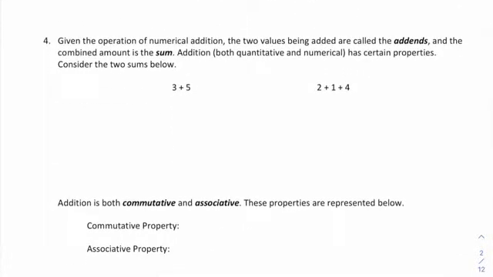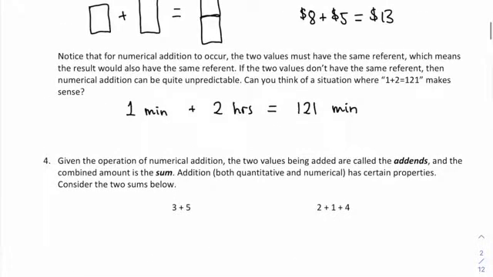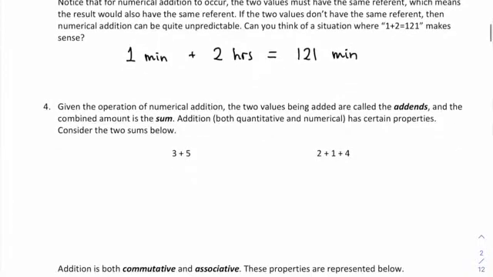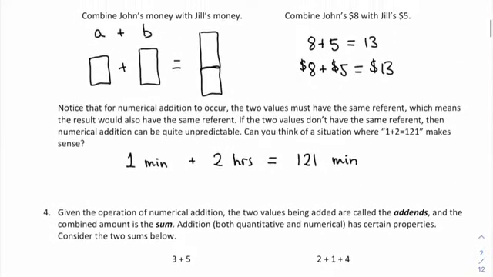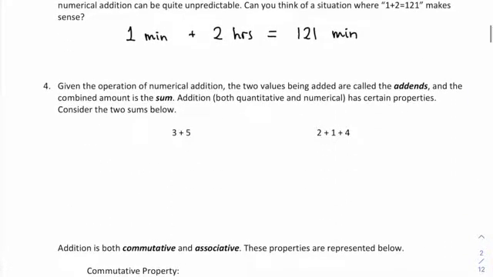Number 4, given the operation of numerical addition, the two values being added are called the addends, and the combined amount is the sum. So in general, we know that 3 plus 5 is equal to 8. So the 3 and the 5 are called the addends, and the 8 is called the sum.